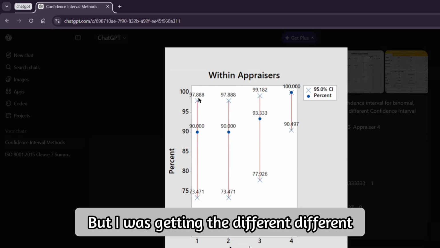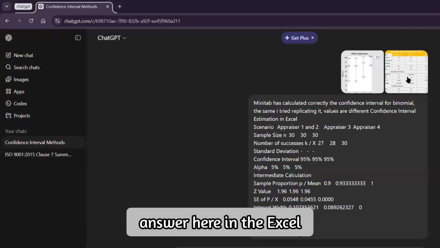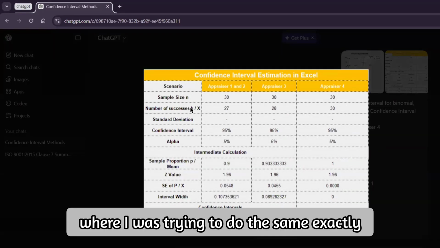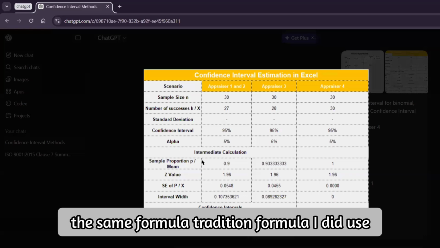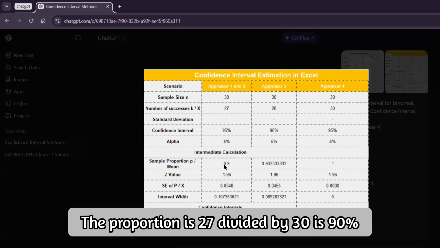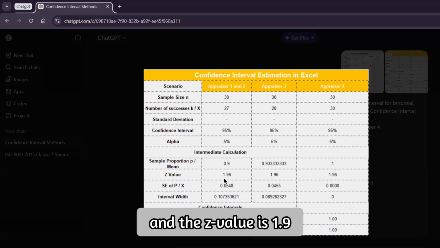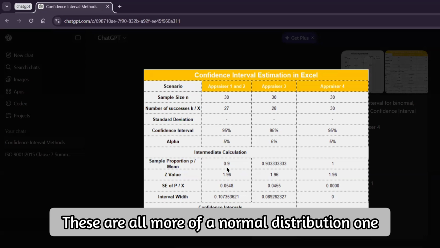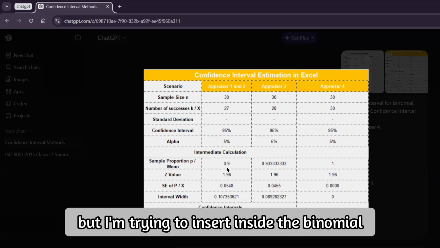But I was getting a different answer in Excel, where I was trying to do exactly the same thing. I used the traditional formula, and I was getting a different result. The proportion is 27 divided by 30, which is 90%, and the z value is 1.9. These are all more of a normal distribution approach, but I'm trying to apply it to the binomial distribution.